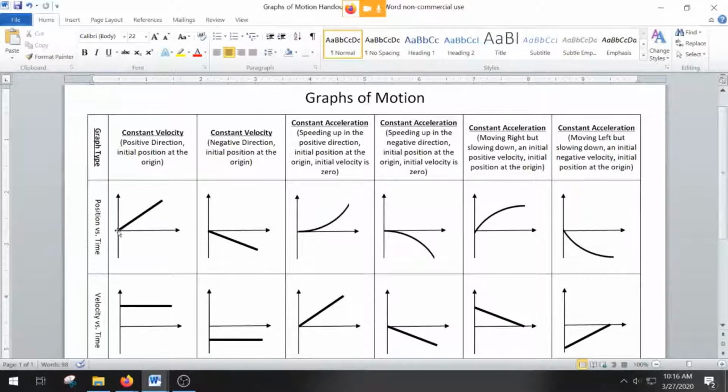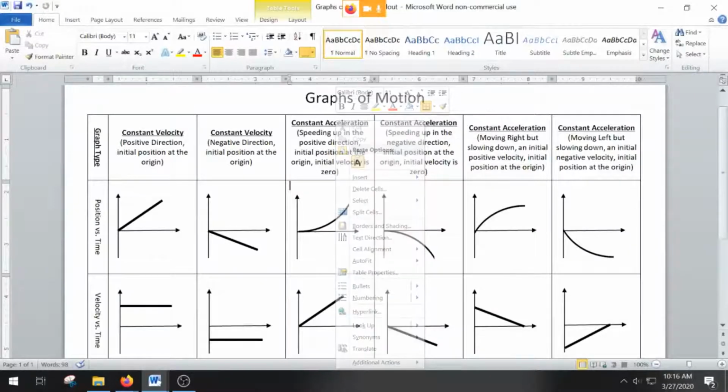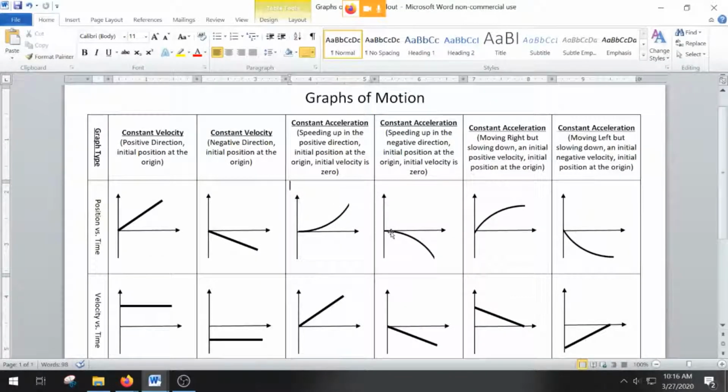So in this case, what we're looking at, you've got a constant slope that's positive. So you have yourself a constant positive velocity. Here you've got a constant slope that's negative, so you're looking at a constant negative velocity. Here you've got a changing slope that's positive, so you have something that is accelerating, it's speeding up. Here you've got something that is speeding up in the negative. Here you've got something that's slowing down in the positive. Here you've got something that's slowing down in the negative.